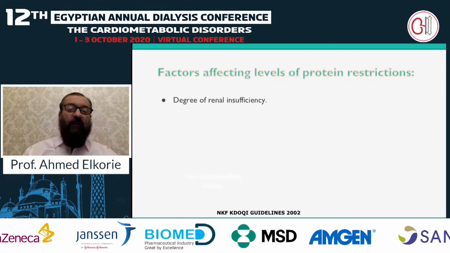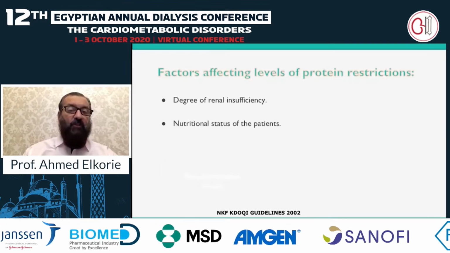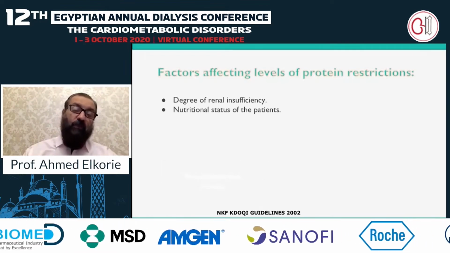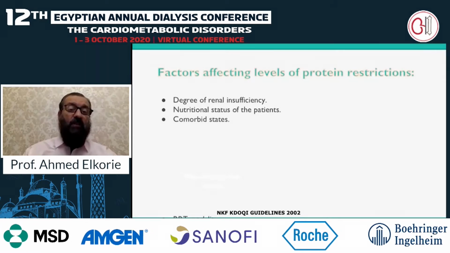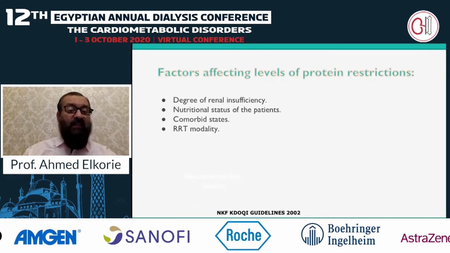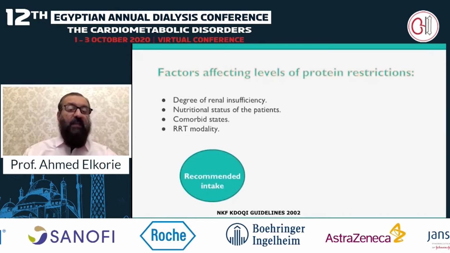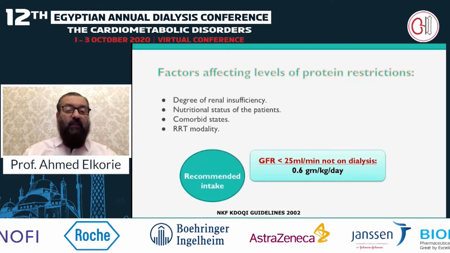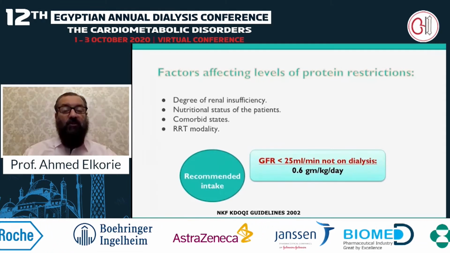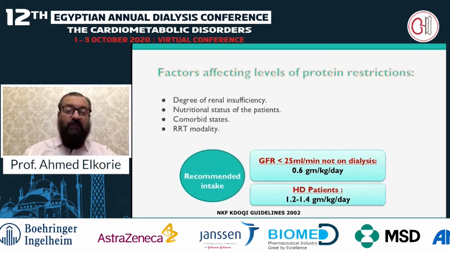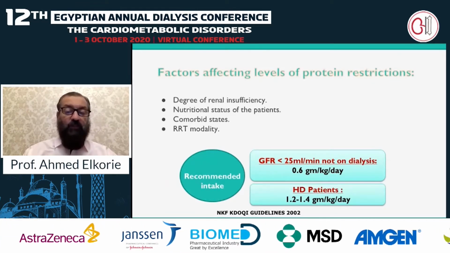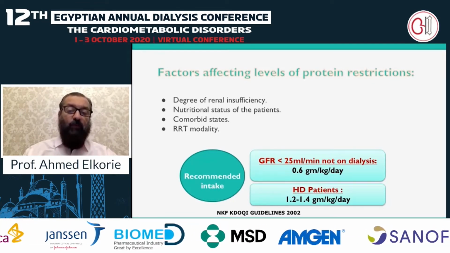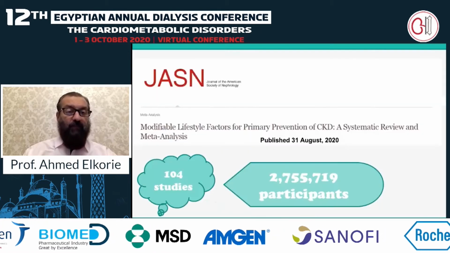These are the factors affecting the level of protein restriction: the degree of renal insufficiency, of course, the nutritional status of the patient, the comorbid states, and the renal replacement therapy modality. The recommended intake for the patient would be around 0.6 gram per kilogram if not on dialysis. If on hemodialysis, it should rise to 1.2 to 1.4 gram per kilogram.